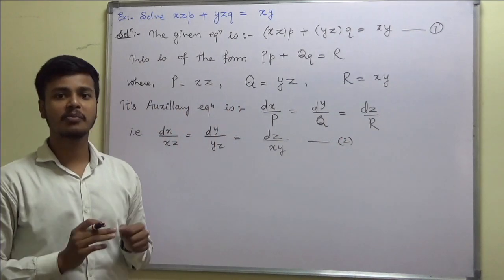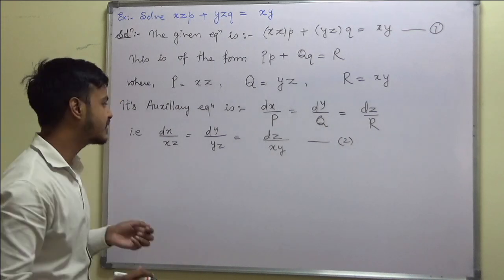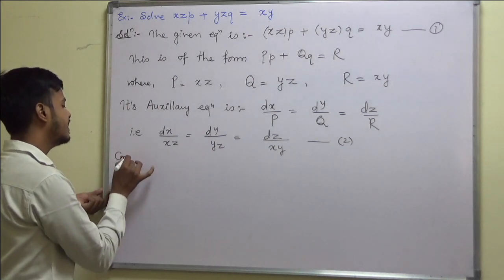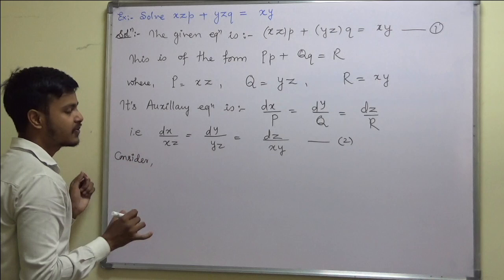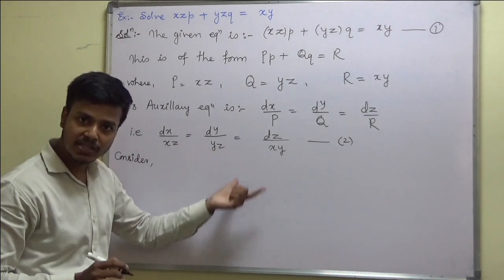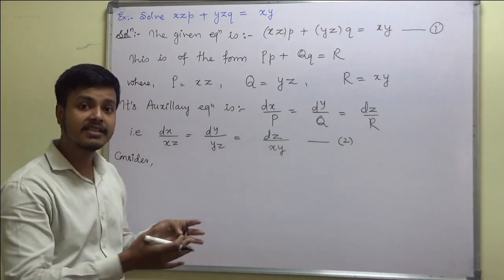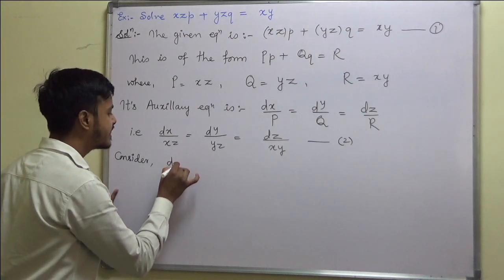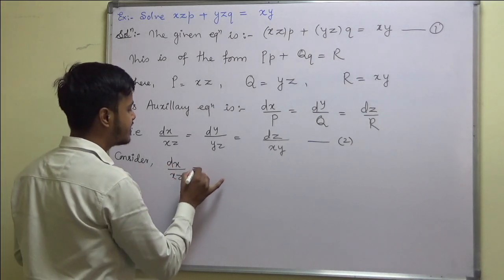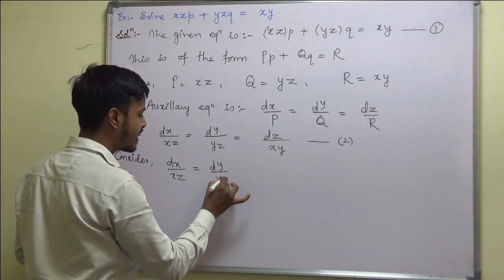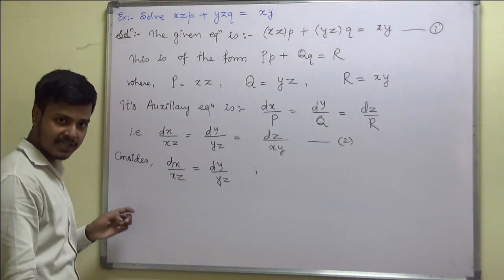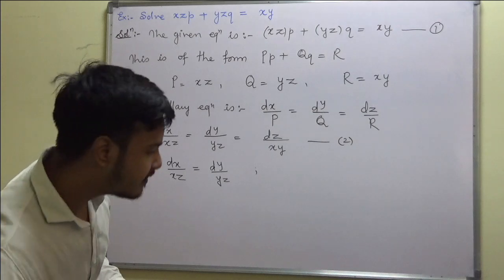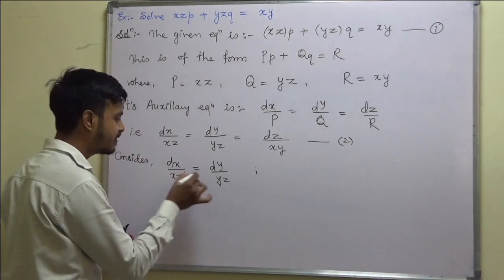Now, we are going to apply the method of grouping. And what does the method of grouping say? Take any two ratios. So, I will be taking first and second. So, method number 1 says take any two ratios, and if anything gets cancelled, integrate to get the first integral solution. Simple. So, I will be taking dx upon xz is equal to dy upon yz. That is the first ratio I have taken. Now, will anything get cancelled? Yes, this z will get cancelled with this z.